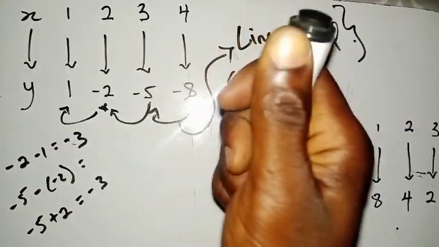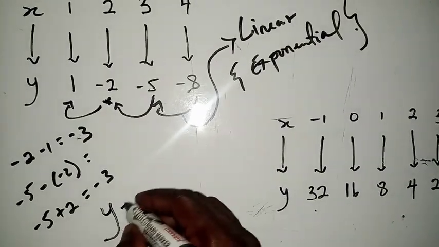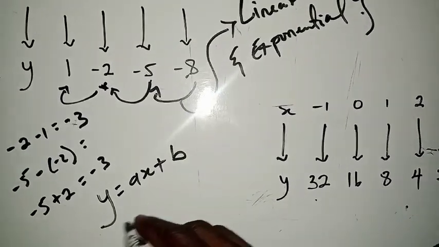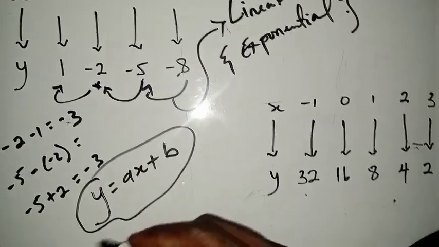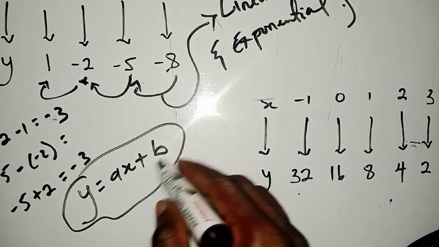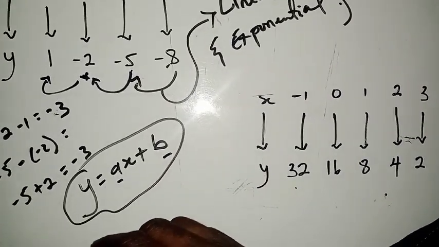Once you're able to identify that this is a linear, what are we going to do here? We have the definition of a linear, which is equal to ax plus b. This is what we call a linear mapping. Now our work here is to make sure that we find the values of these two, the a and then b, then we are free to go, right?